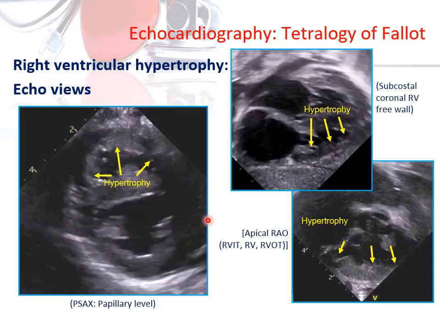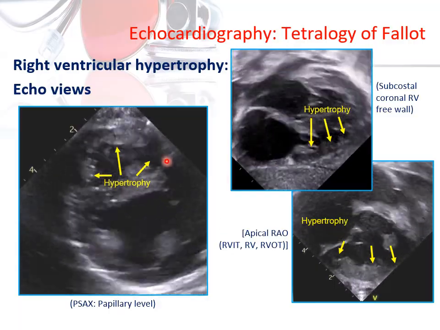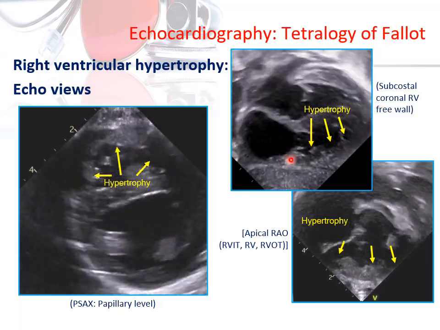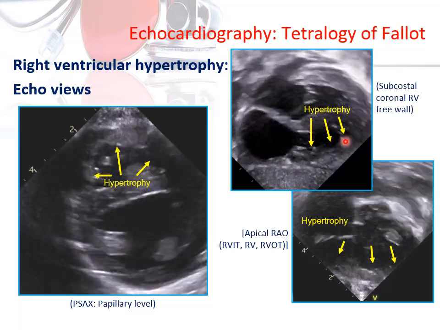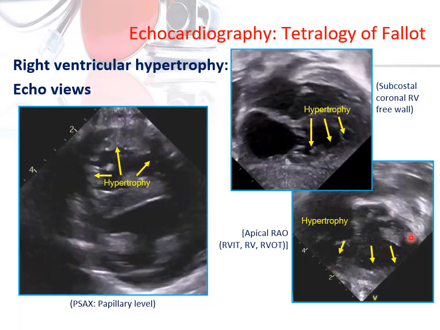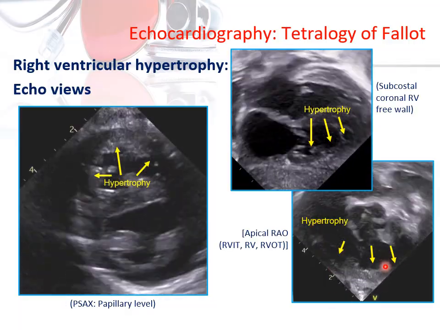Here's just a couple more views. We've got some hypertrophy shown in parasternal short. This is that subcostal view with an anterior tilt showing the right ventricular free wall. And this is actually my favorite view. I didn't even know about it until I got into peds.